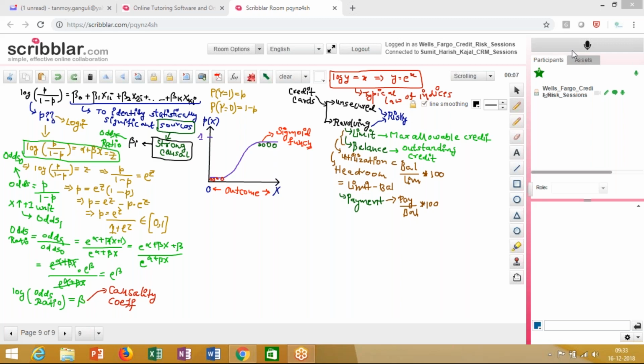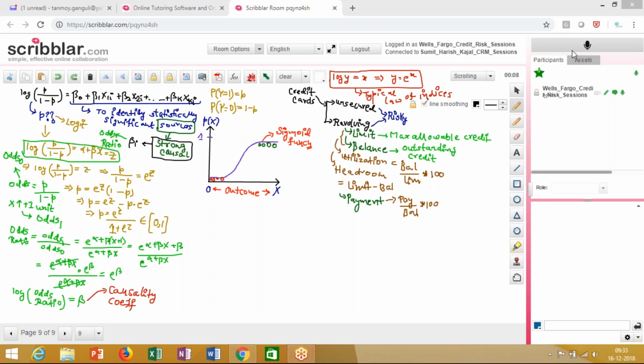So obviously, to compare the riskiness of borrowers, or to assess the riskiness associated with borrowers, every product will have certain key variables, right? Now let us look into how I can use utilization and the payment balance ratio to assess the riskiness of a borrower.